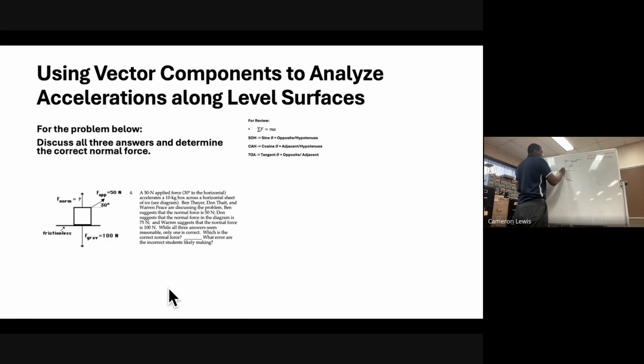Oh, I lied. This is frictionless, so there's no friction. You know the weight is 100, and you want to find the normal force. Now, based off of this diagram, we have some x components and some y components. Let's start with the y again. The sum of my forces in the y, up and down: are they balanced or unbalanced?